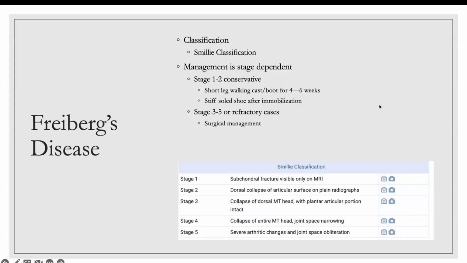It's got a classification symptom or a scale to help drive management as well, based on its stage. So the Smiley classification with stages 1 to 2 will actually treat conservatively with a short leg walking cast or boot for 4 to 6 weeks. And then we can switch them to a stiff soled shoe. And then stages 3 to 5 will be more refractory cases, and we'll send those over for some surgical management.